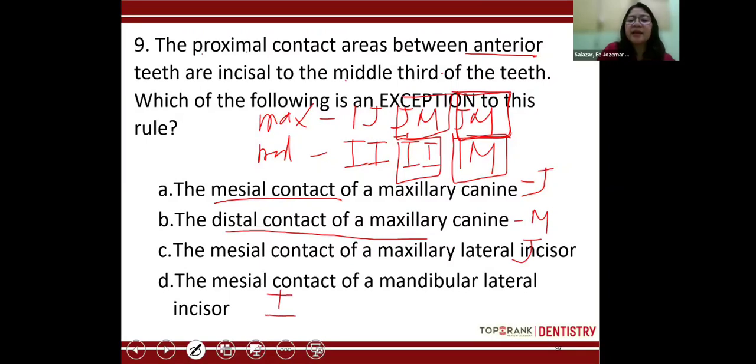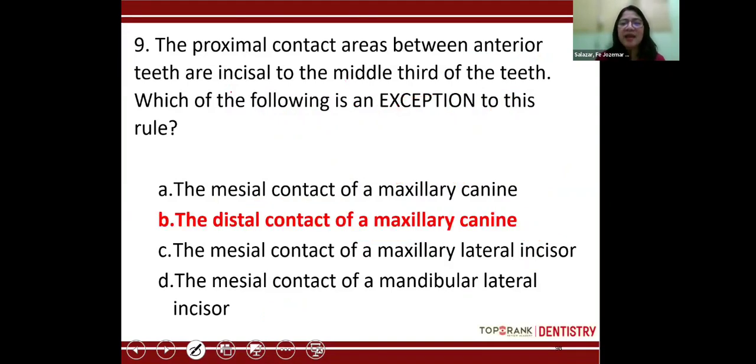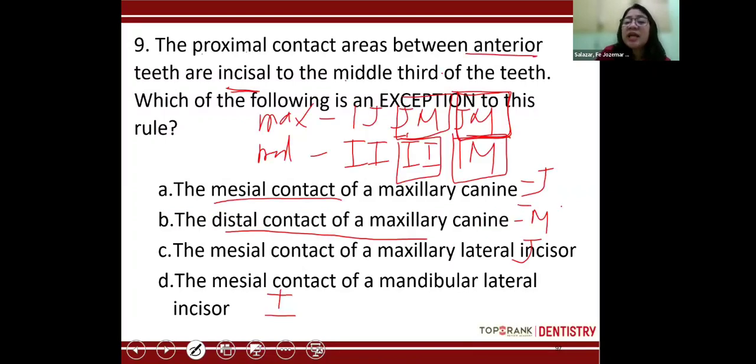I. Okay, tama. Ang sabi niya, it is incisal to the middle third of the teeth. Okay, except, meaning to say, wala siya sa incisal third or the junction of the incisal and the middle third. So anong answer niyo dyan? What's your answer? Yes, the distal contact area of a maxillary canine kasi siya lang yung nasa middle third. Ang hinahanap niya, anterior na either, kasi ano ba yung incisal to the middle third?